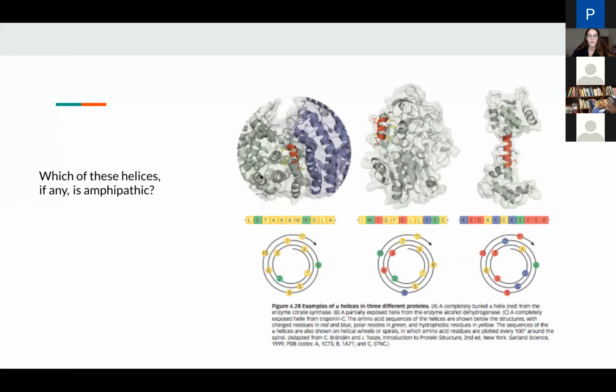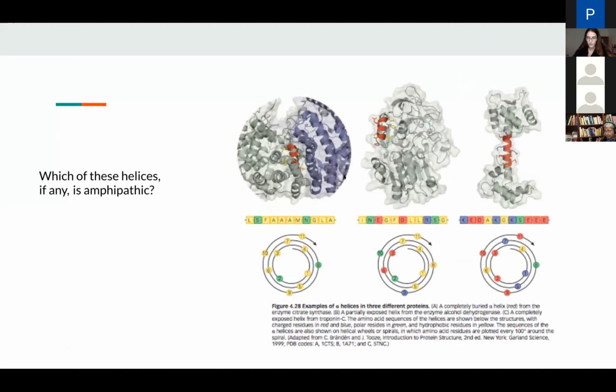So when you look at these 3 helices, you can look at the lettering to see which amino acids they are, but are any of these amphipathic? Is it the second one? Yeah, so the middle one would be.